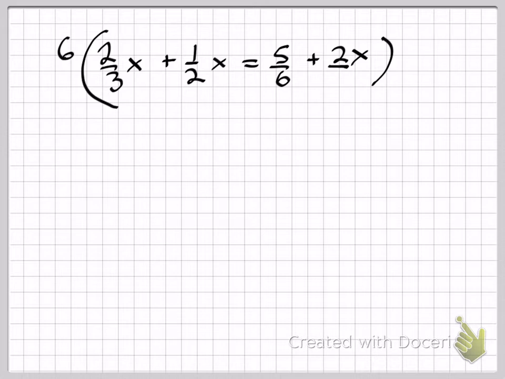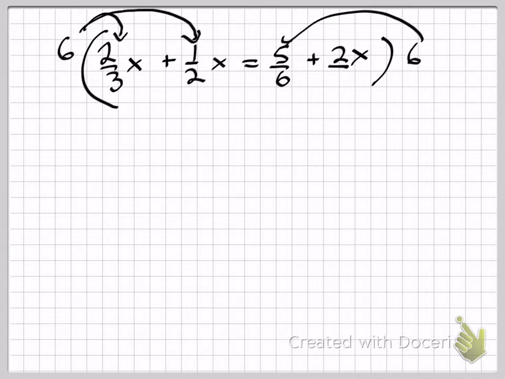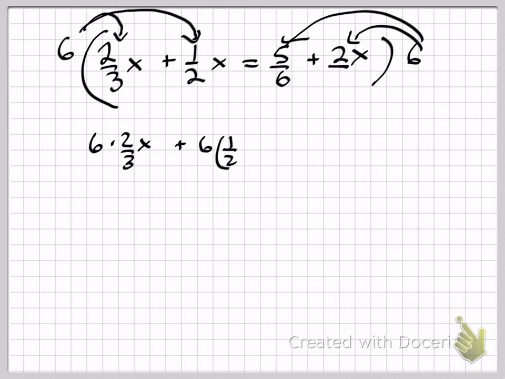So now I'm going to multiply this by 6. I'm going to multiply this by 6. I'm going to multiply this by 6 and this by 6. Now, if I were to write that out, it'd be 6 times 2/3 x plus 6 times 1/2 x equals 6 times 5/6 plus 6 times 2x. Is that clear? But I don't need you to write that step.